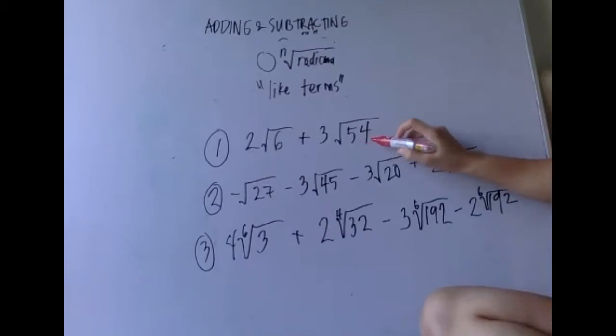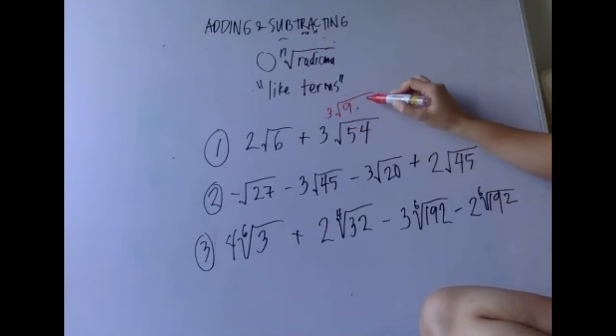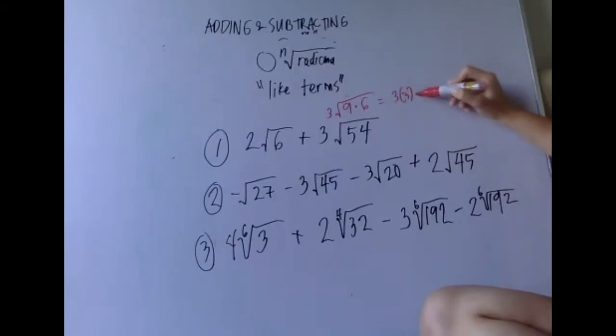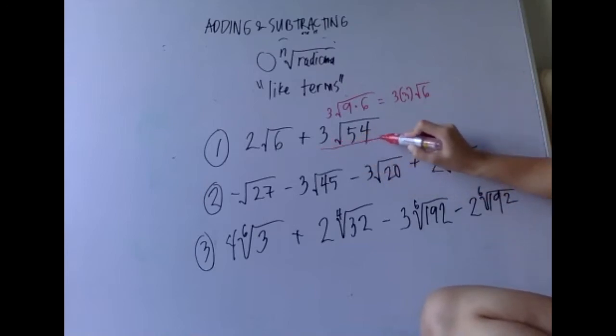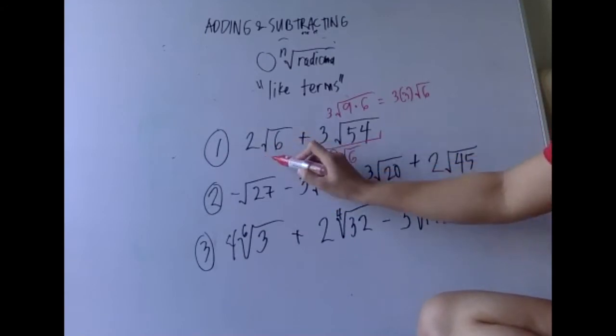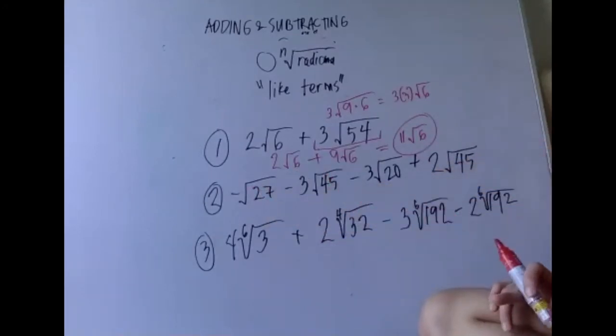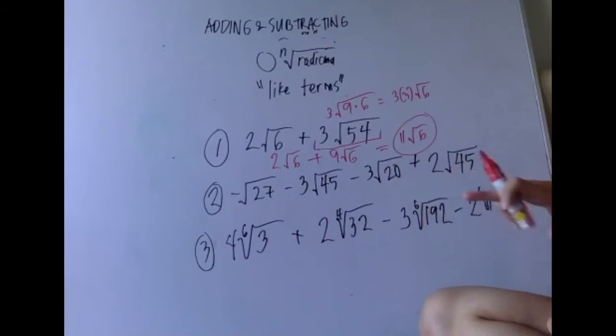Okay, ito, anong factors nito? This is just equal to 9 times 6. Okay, so pwede mong ilabas yung 9 kasi perfect square siya. We will have 3 times square root of 6. Okay? So itong term na to, this is just equal to 9 square root of 6. So we have 2 square root of 6 plus 9 square root of 6. That's equal to 11 square root of 6. Okay? How about here?